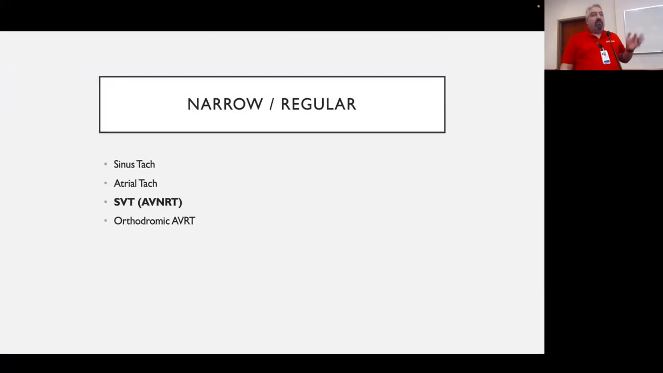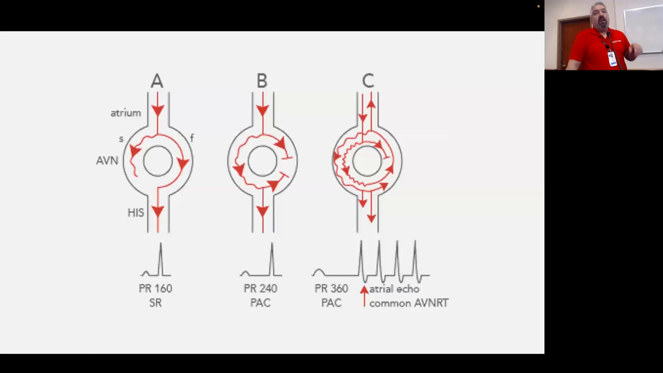Now we get into what your new reflex is, right? SVT. Specifically, this is AV nodal reentrant tachycardia. So the AV node is not just a dot that impulses travel through. The AV node has two separate pathways in it that are interconnected to form a circle. One of them is the fast pathway and one of them is the slow pathway.